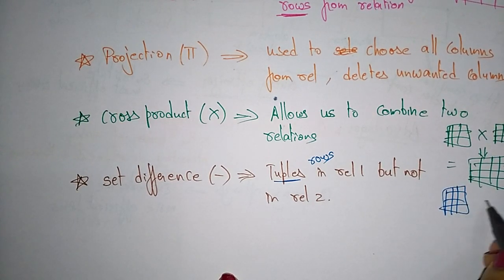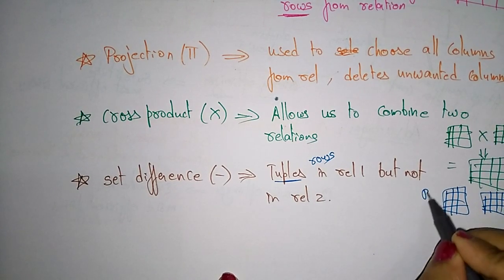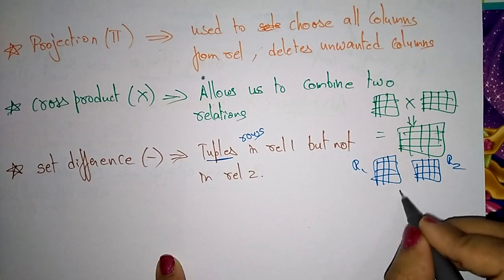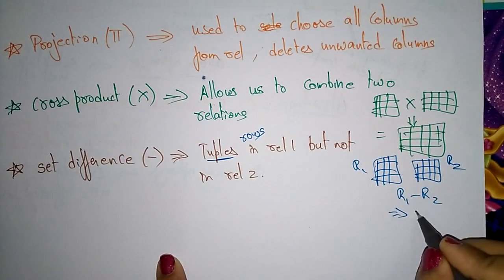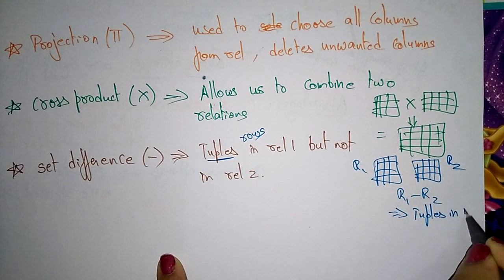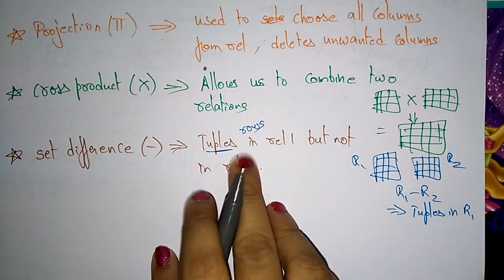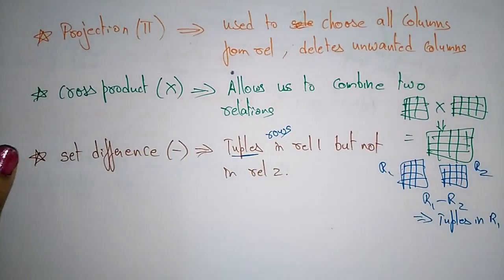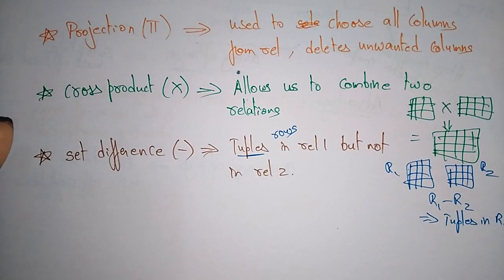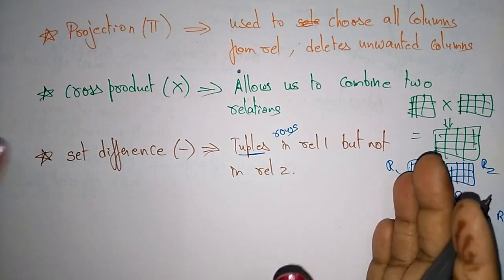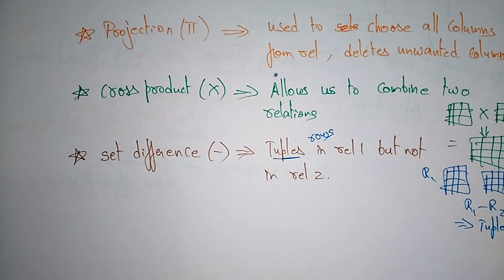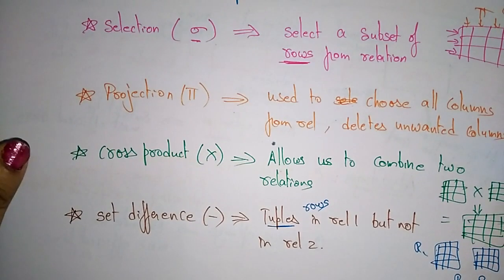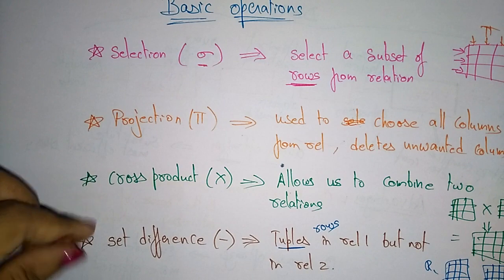Suppose you take two tables, two relations, R1 and R2. When we perform the operation R1 minus R2, you just select the tuples in R1 only, the tuples that are present in R1 but not in R2. The common ones will be deleted, and whatever is present only in R1 will be selected. I will explain that clearly while taking an example. This is just a definition I am giving here for selection, projection, cross product, and set difference.